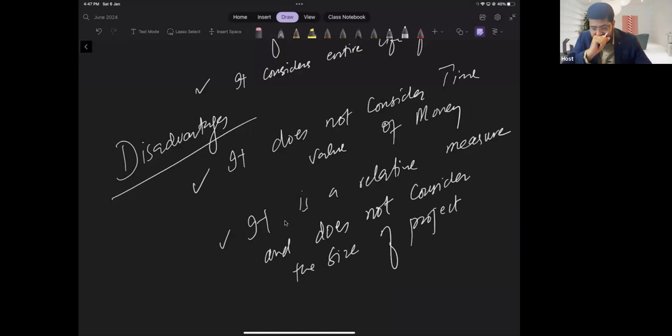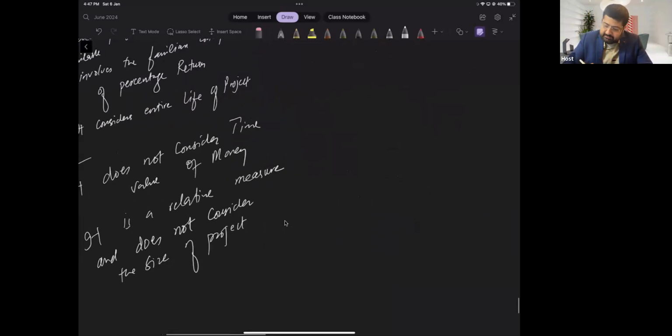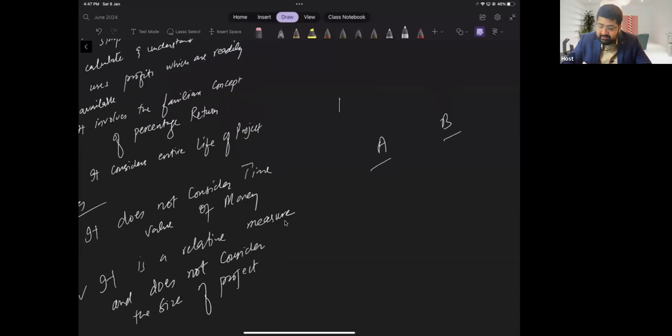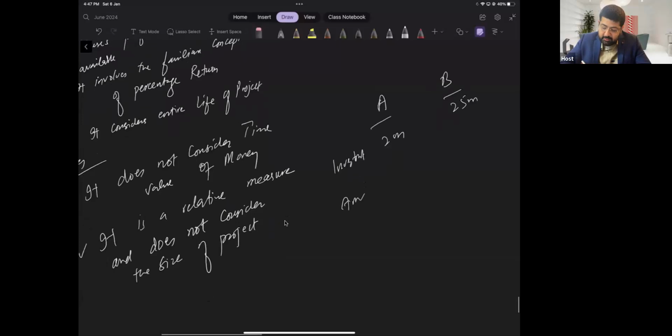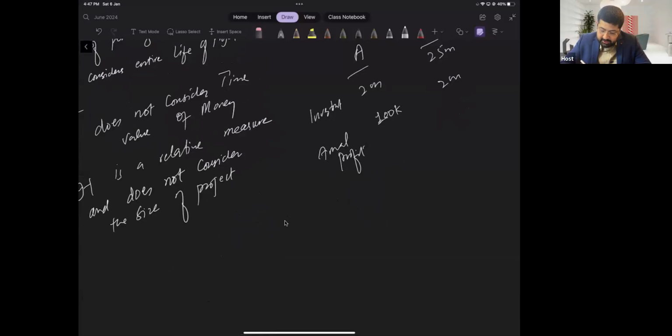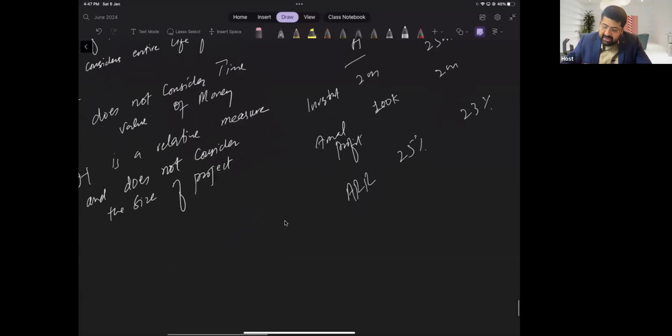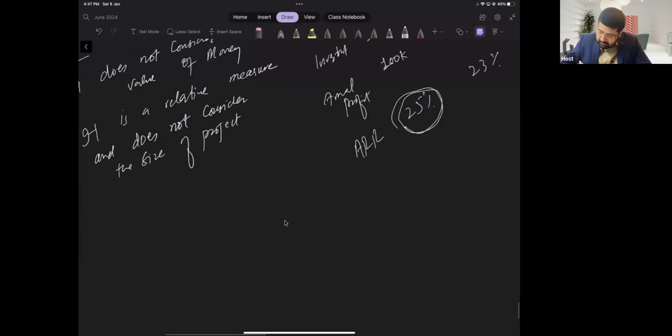What is the meaning? The meaning is, there are two projects, project A and project B. They have investment sizes of 2 million and 25 million. Annual profit is 100,000 and 2 million. Okay. ARR: one has 25%, the other has 23%. Based on ARR, which one is better? This one. If we have to decide on the basis of ARR only, we say select project A.